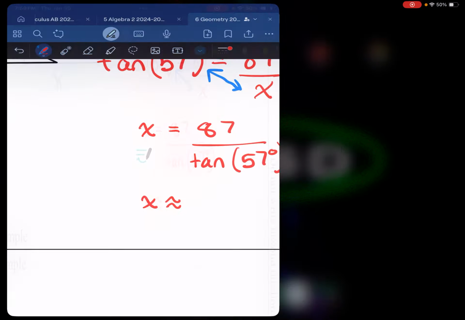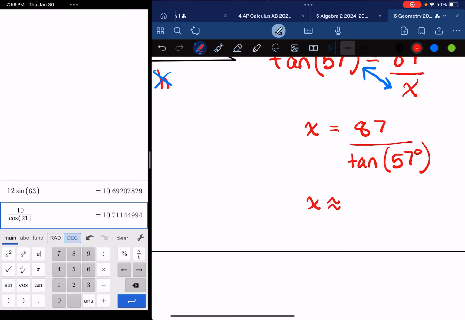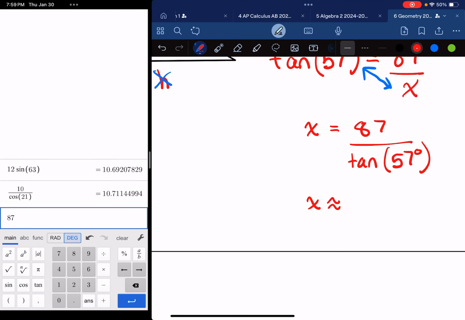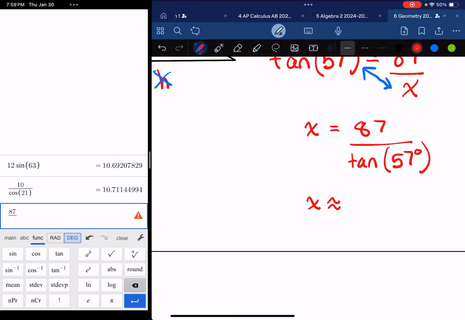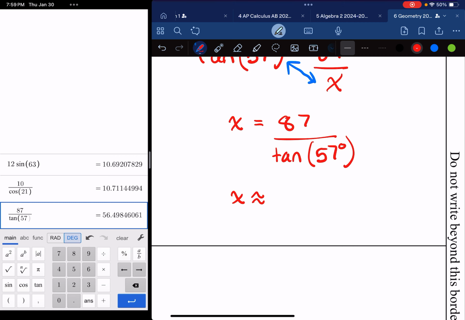Let's open up the calculator once again. And I'm going to type in 87 divided by tangent of 57. And this answer rounded to one decimal place is 56.49. That's going to be rounded up to 56.5. 56.5, and box it.